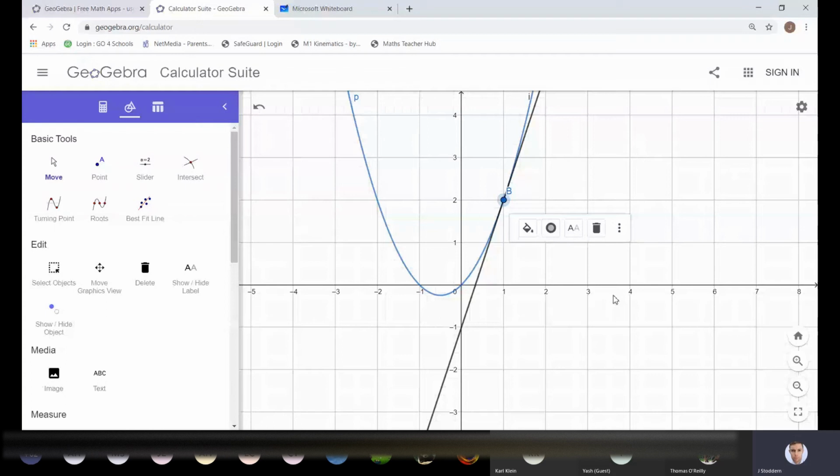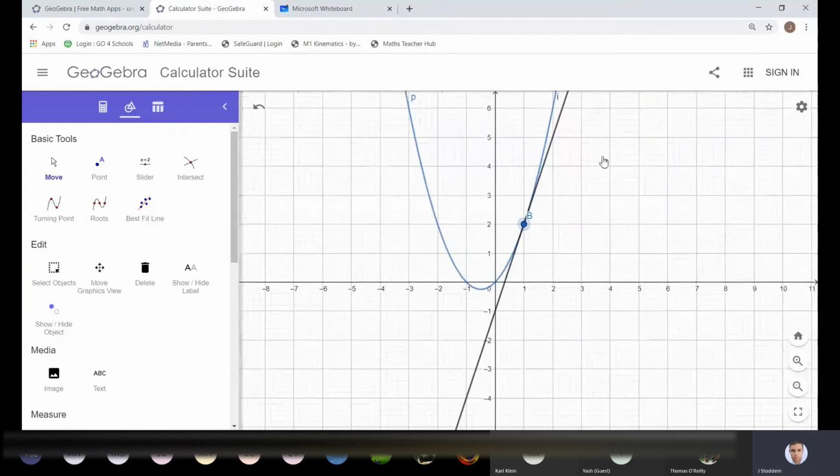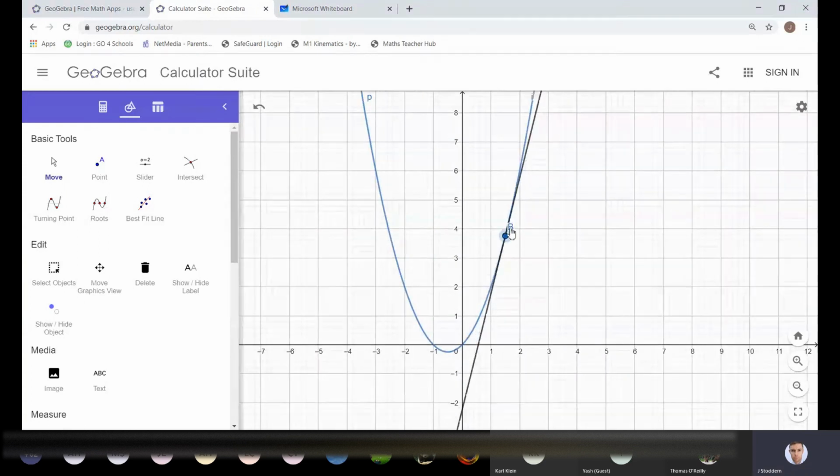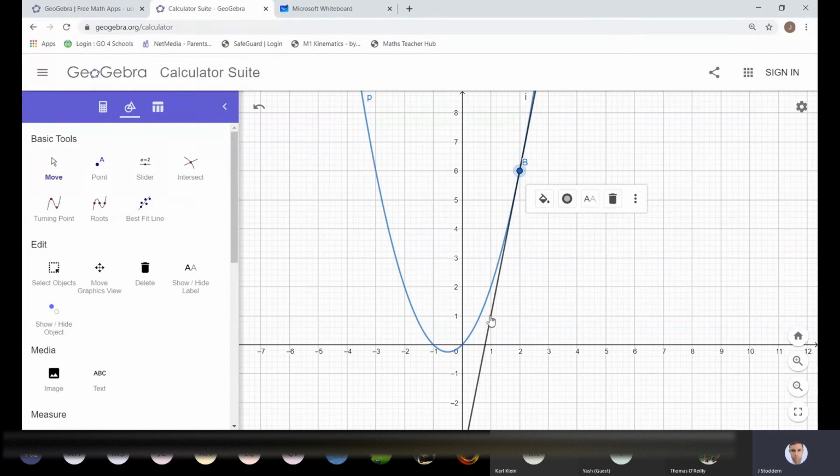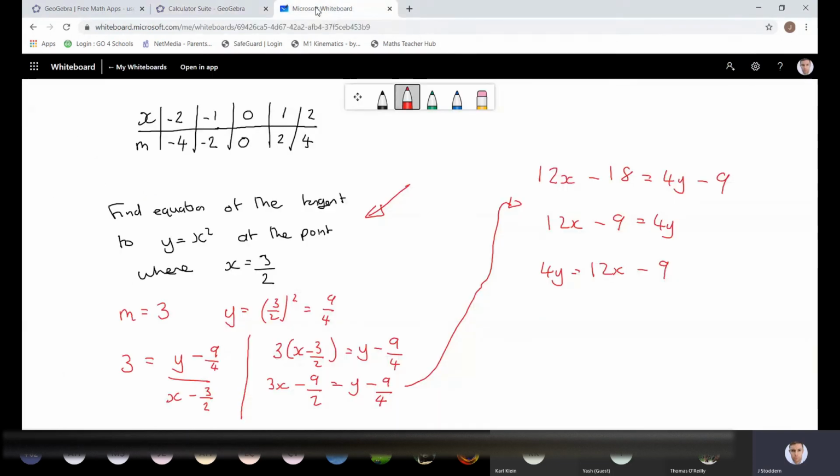Okay, we'll do one more. When x is 2, I'm going to have to zoom out a bit to do this. Can anyone see what that gradient is? It's 5. Yeah, it's 5.